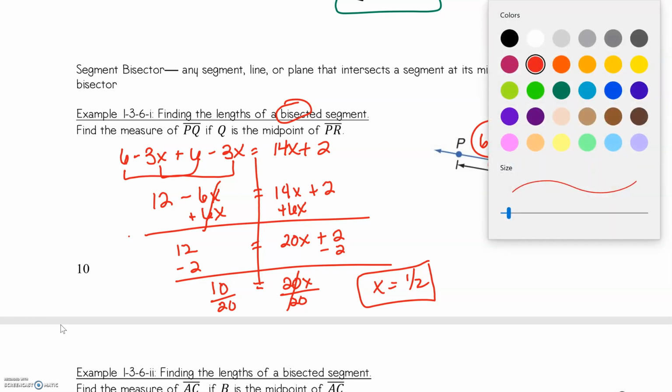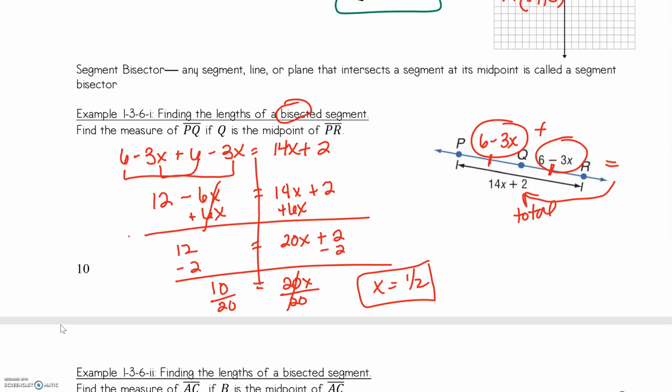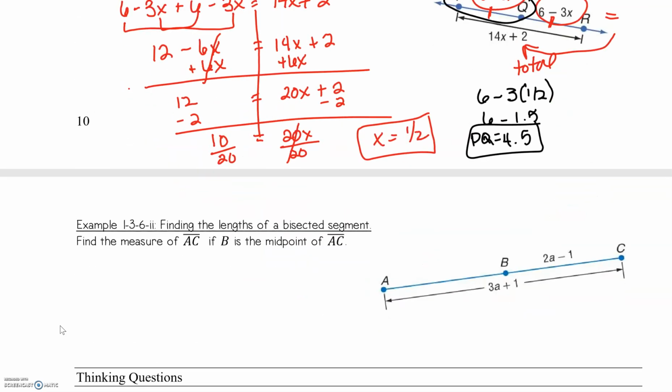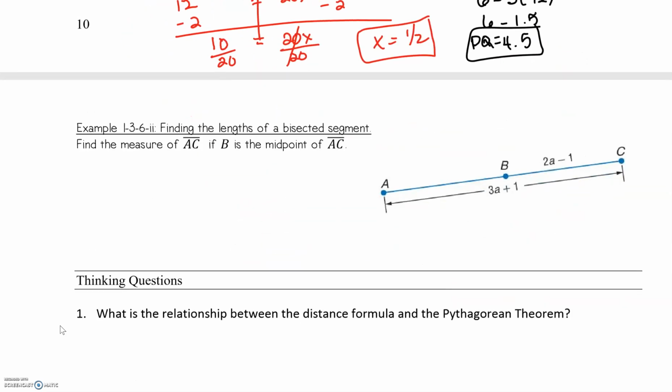So we're almost there. We have what x is. So PQ is this distance here, 6 minus 3x. Well, we know x is 1/2. So I'm going to plug 1/2 back in, and 6 minus 1.5 is going to equal 4.5 for PQ. So make sure to read those directions so we know what we're actually looking for. All right, let's take a look at this last one here.